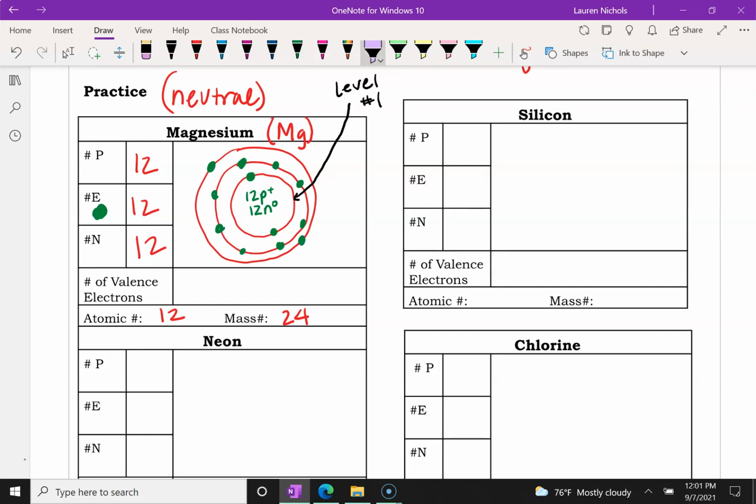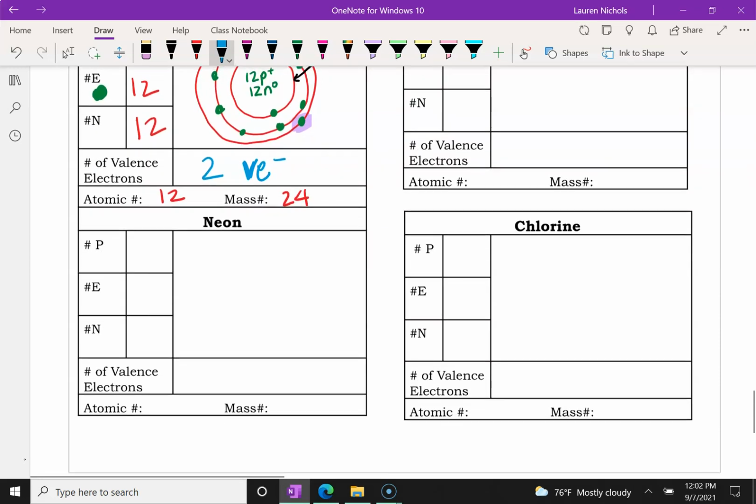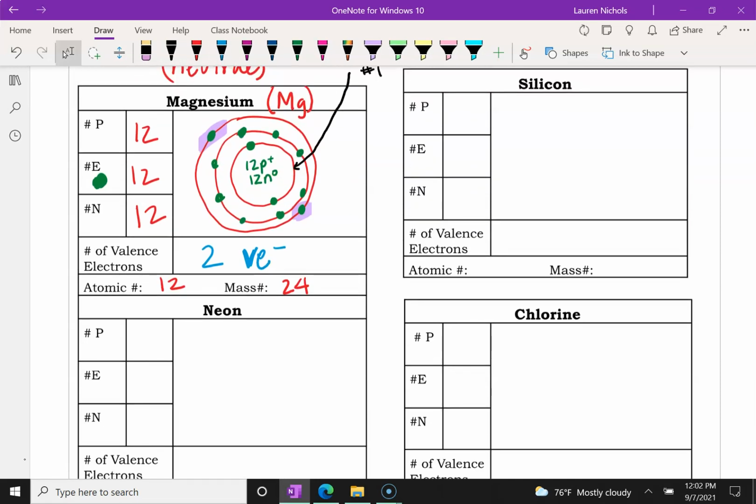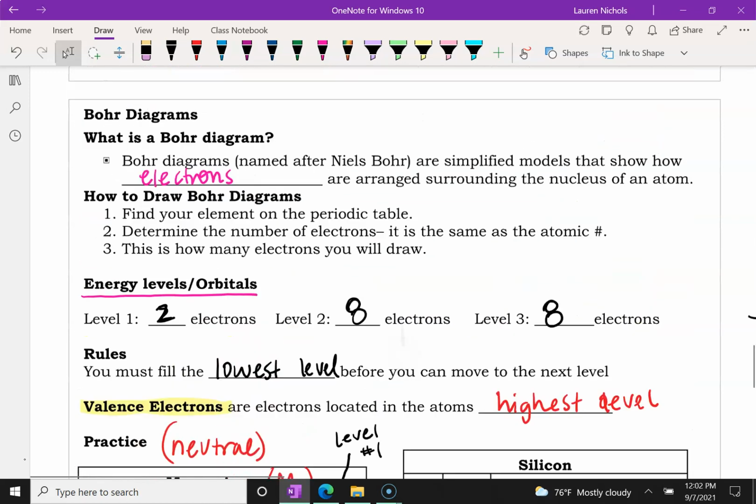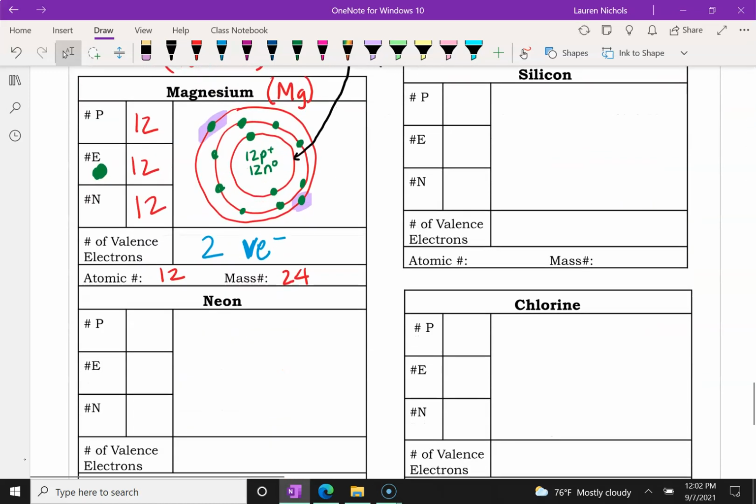Now, because these electrons that I just put on are on the highest energy level that magnesium has, okay, that means that I have 2 valence electrons. Now, an electron is an e with a negative sign, so a valence electron just has a v in front of it. And you should be able to use this to draw the models for your other atoms. So you can check your work with me if you need to, and you may go ahead and get started completing your practice.